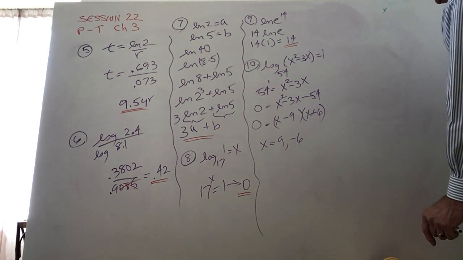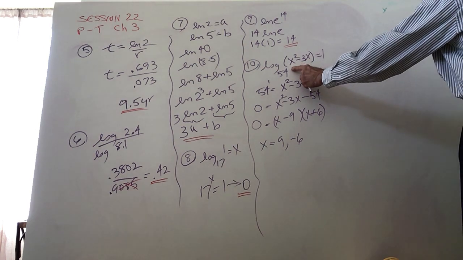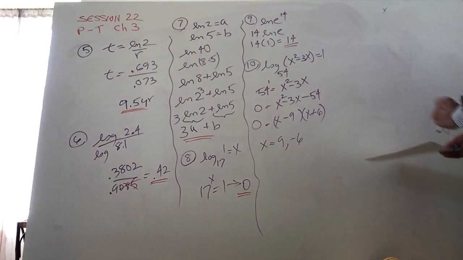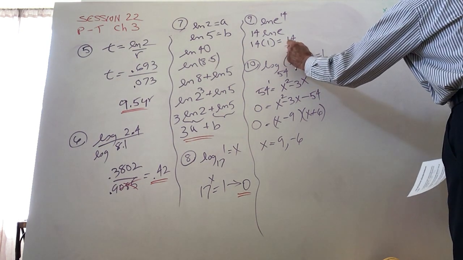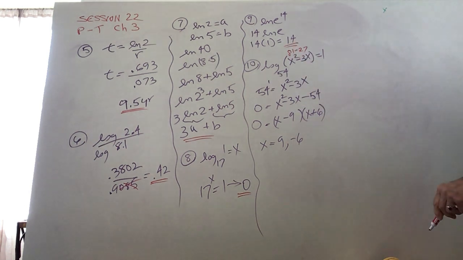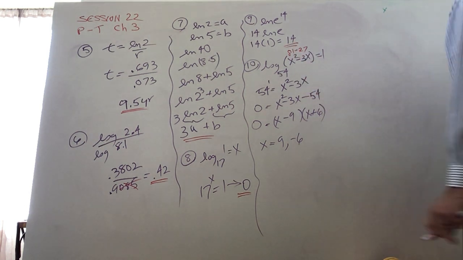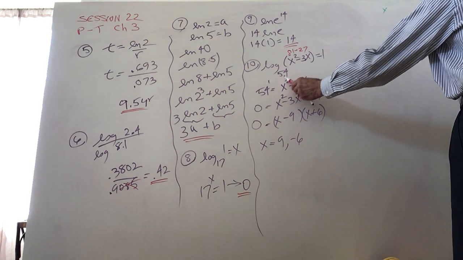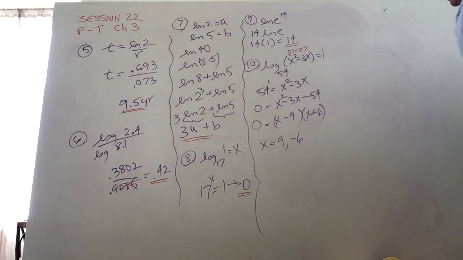Going back very quickly, if you put a 9 here, that's 81. And 81 minus 9 times 3, 27. I think you'll find that 81 minus 27 is 54. And in fact, 54 to the first power is in fact 54.